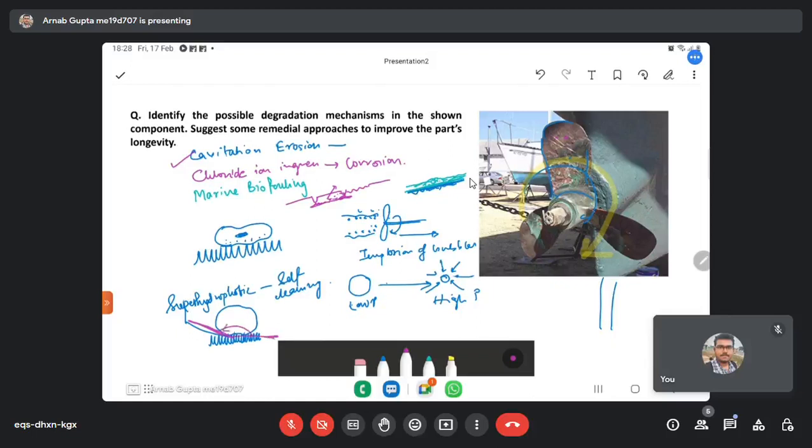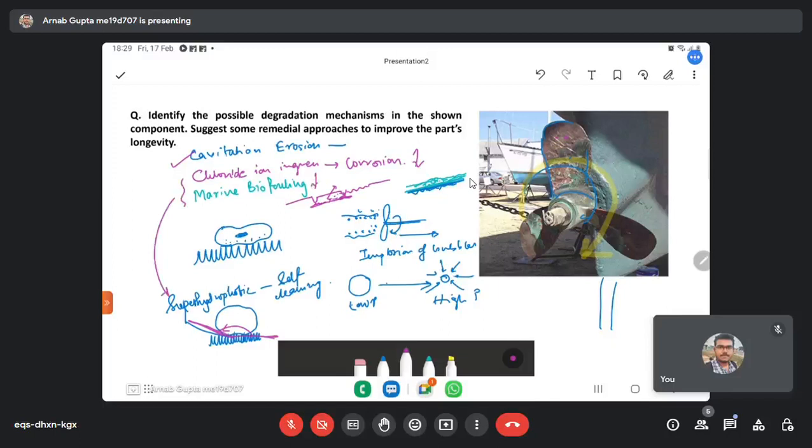So here this liquid bubble, as you can see, is not able to spread on the surface, as a result of which the corrosion is also less, and the marine biofouling is also reduced in this case. So these are some possible remedies.